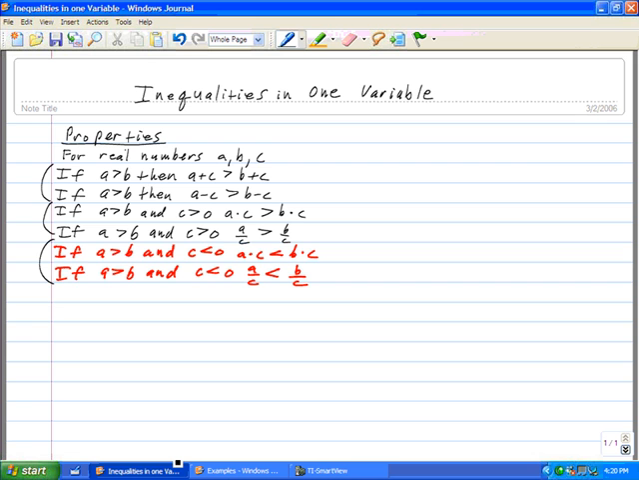Alright, so the first 2 properties are working out the same way. The next 2 say that if A is greater than B and C is greater than 0, by this statement greater than 0, you should take that to mean that the C is a positive value. This property says that you can multiply both sides by C and the sign won't change. The next statement says that if A is greater than B and C is greater than 0, again saying C is a positive number, then you can divide both sides by C and the signs don't change.